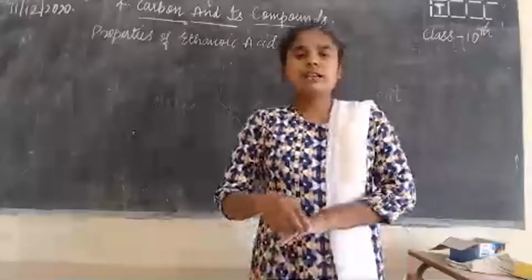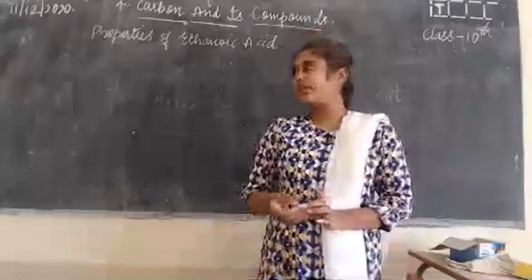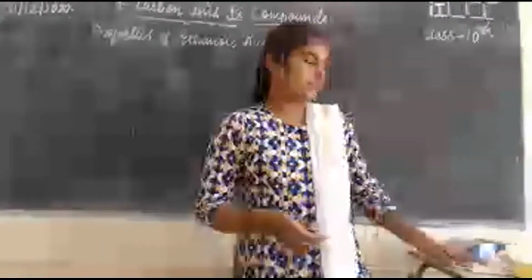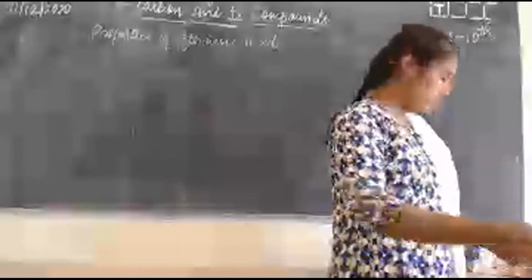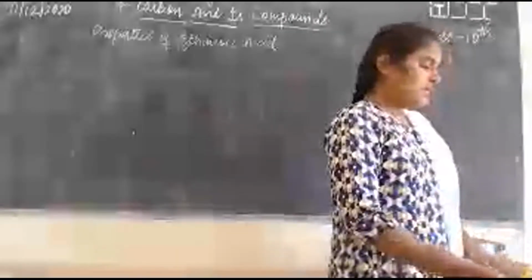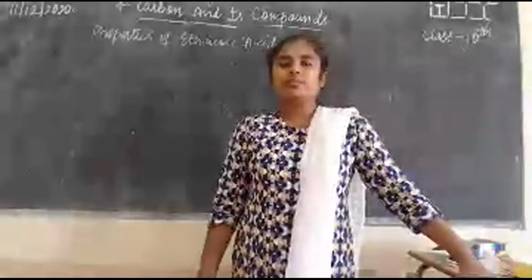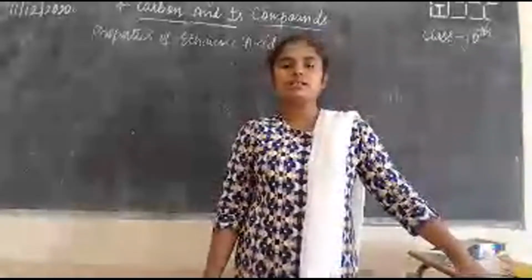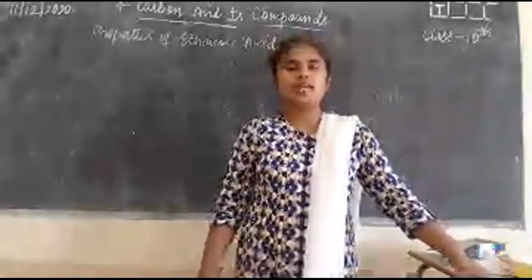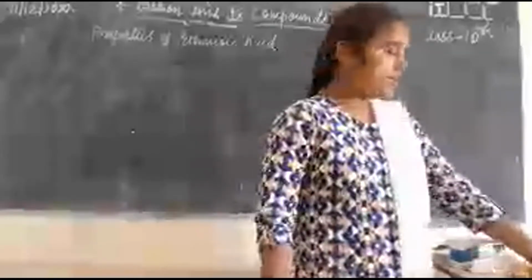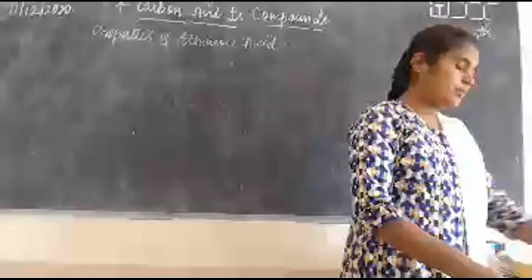So, in yesterday's class, we were studying carbon and its compounds. We had seen some important carbon compounds, that is, we studied ethanol, like the properties and the reactions that happen with ethanol. So, in today's class, we'll be studying ethanoic acid. That is the second carbon compound.